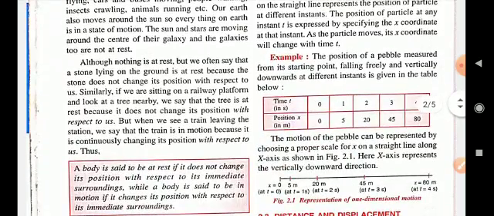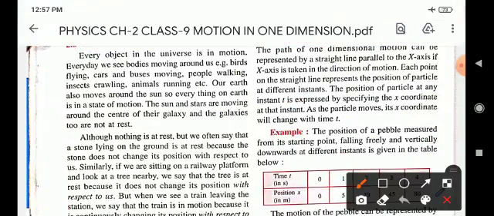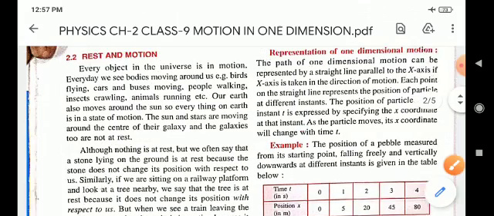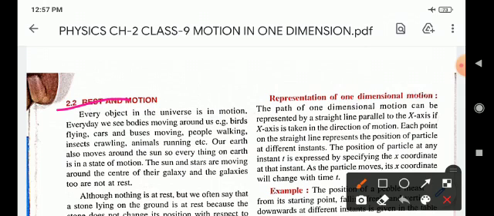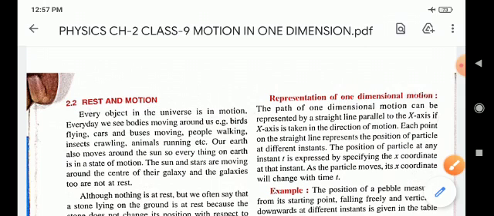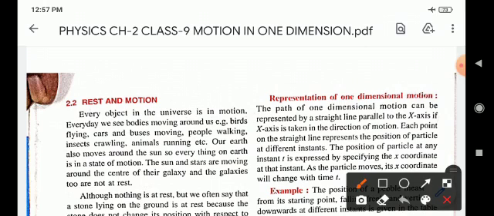Rest and motion. A very important part is motion in one dimension, that is, rest and motion. We know that every object in the universe is in motion. Every day we see bodies moving around us, for example, birds flying, cars and buses moving, people walking, insects crawling, animals running, etc.